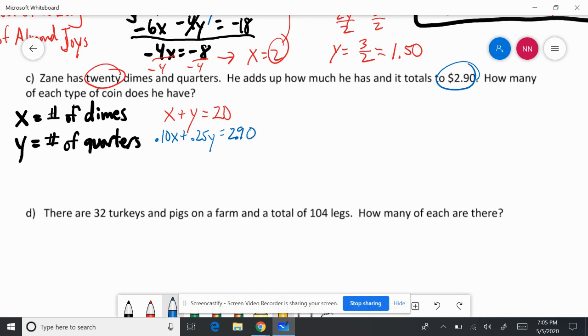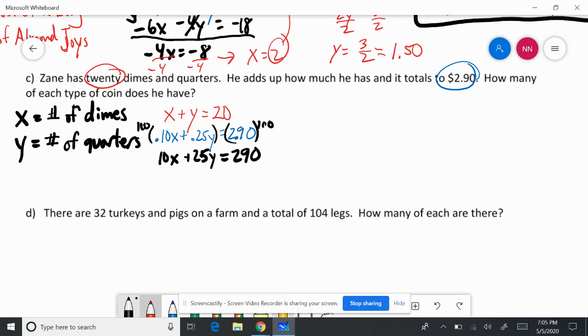Now, the problem with this equation is we have decimals. So what we want to do is get rid of the decimals. In order to get rid of the decimals, we multiply everything by 100. And when we multiply it by 100, it gets rid of the decimal. So what we have is 10x plus 25y equals 290.